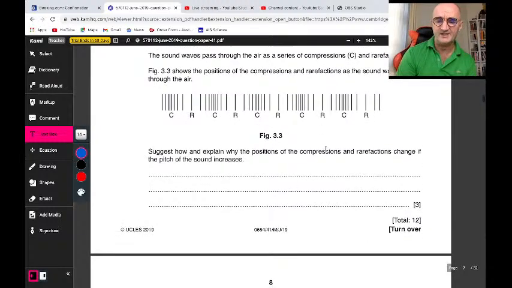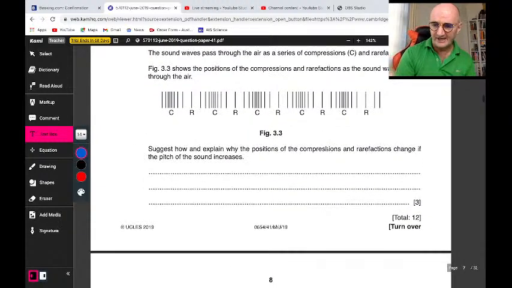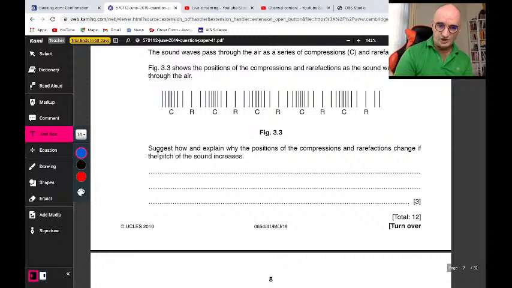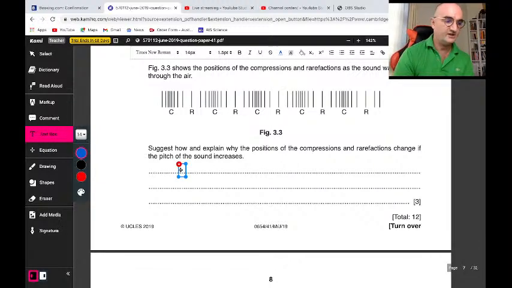Suggest and explain why the positions of the compressions and rarefactions change if the pitch changes. And remember, pitch is another word for frequency, okay? The command terms are suggest and explain why. These are the command terms which I need to be thinking about.